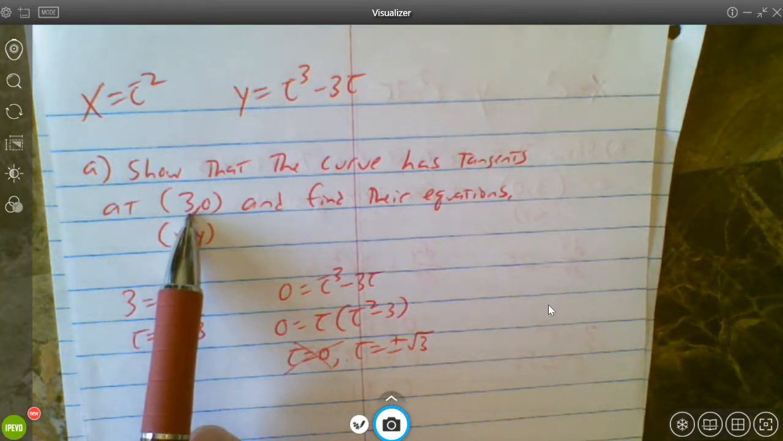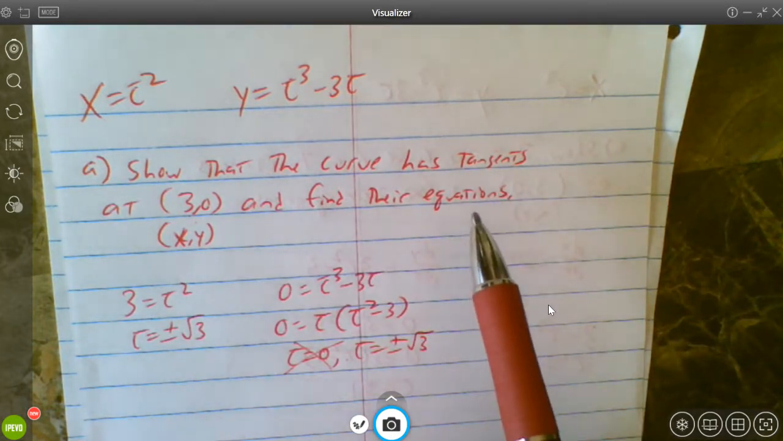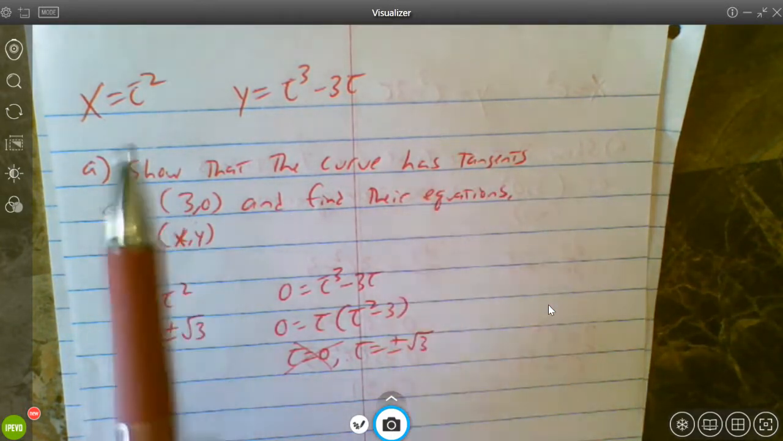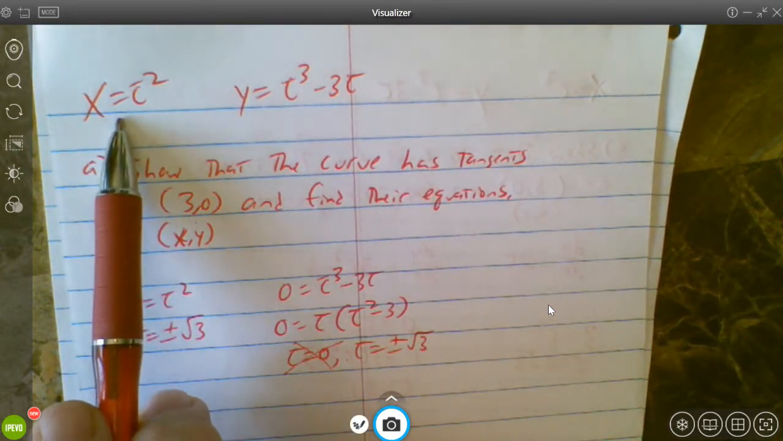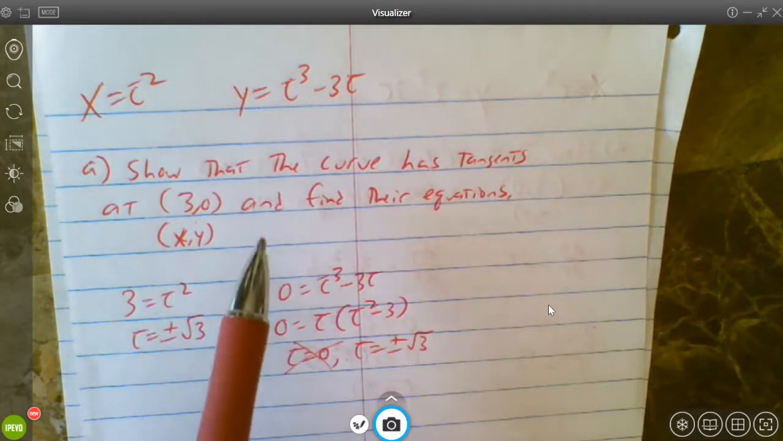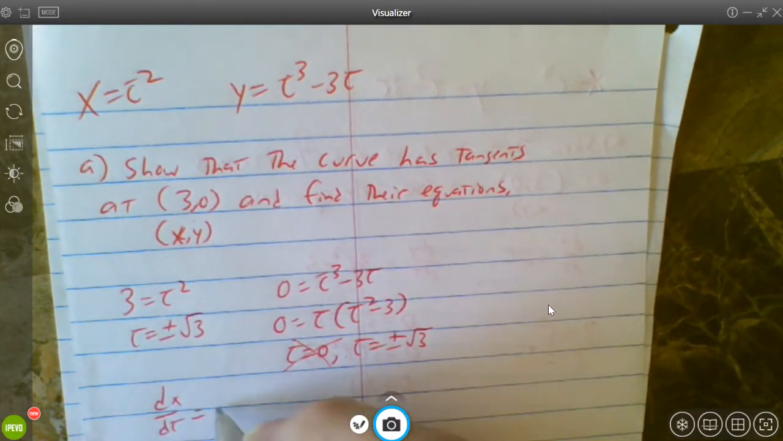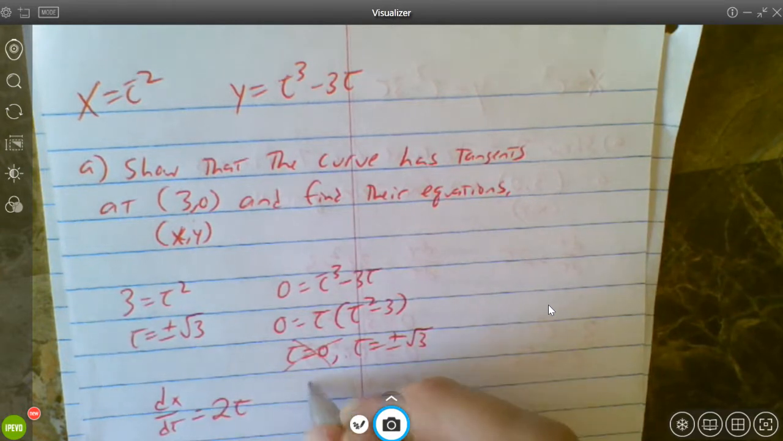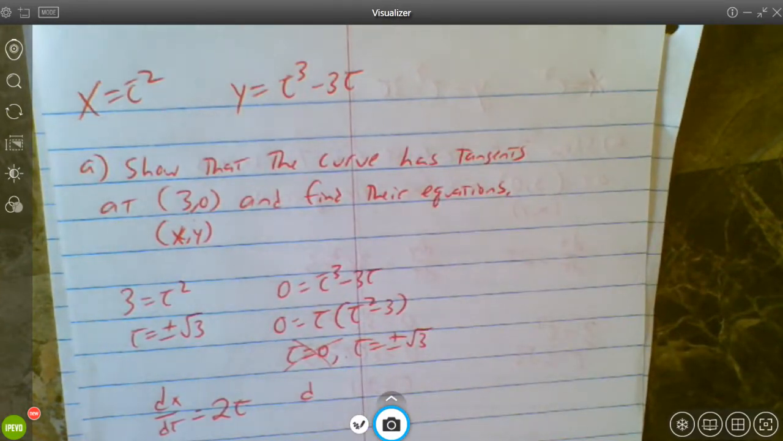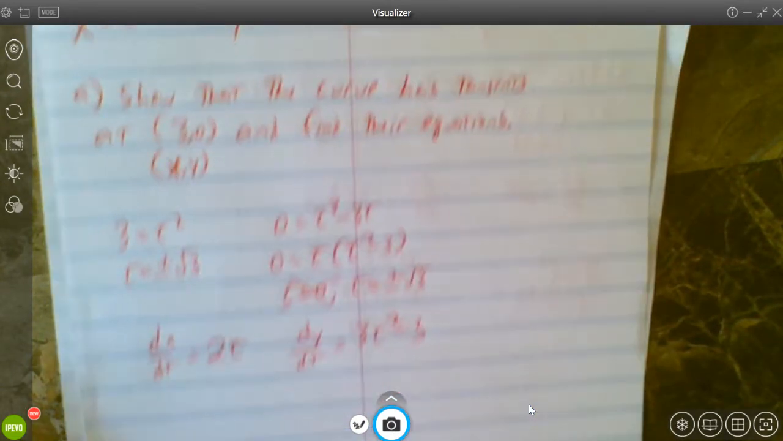(3, 0). Now, if I want to find the equation of a tangent line, of course I need slope. In order to get slope, I need the derivative. But since each of these are defined independently, x in terms of t and y in terms of t, we need to get the derivative independently. So our dx/dt is going to be 2t. Our dy/dt is 3t squared minus 3.